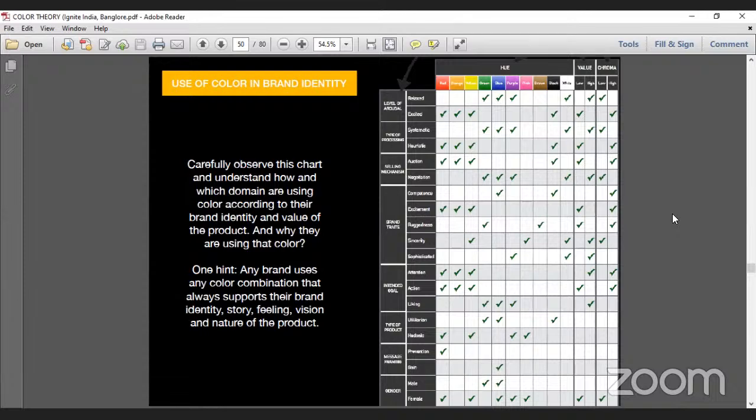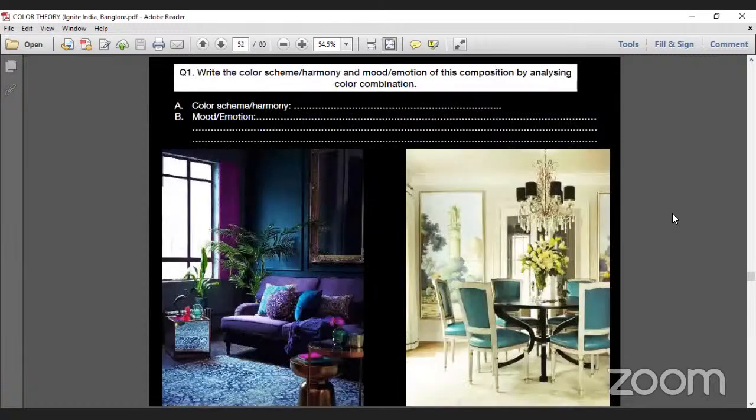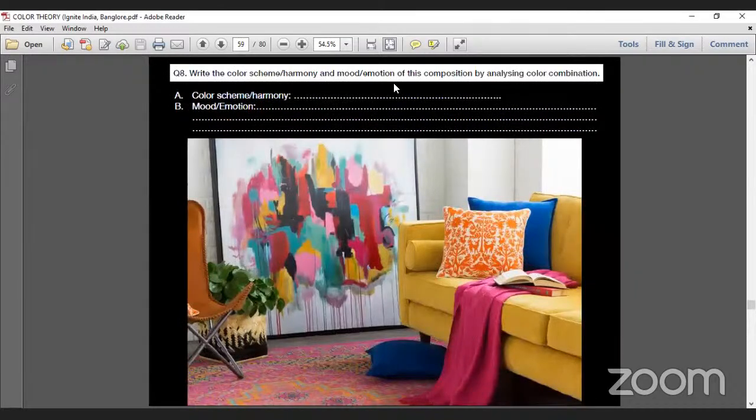This is how you should choose colors and look at them. Use of colors in a brand identity: carefully observe this chart. Not required. Questions are identifying the color scheme, selecting colors according to the mood and story, color mixing and color grade. There are some questions related to colors only. Some of these compositions you have seen in your design principles class as well. Okay, I will stop sharing the screen, and thanks a lot to the people on YouTube live, ending the live.